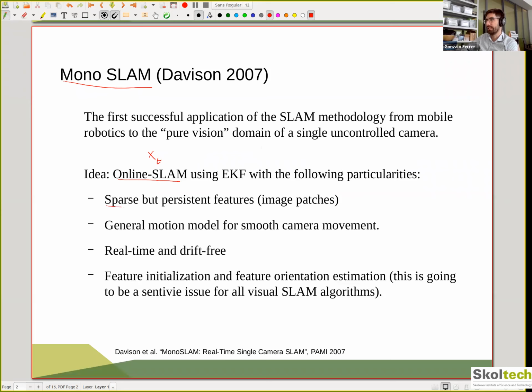Well, first thing is that they were detecting sparse but persistent features, right? So what is this? Salient things in the environment that can be detected with simple key point detectors, right? And I think at this point, they were just using image patches. They were not using any of the modern key point detectors that we have right now. But still, from an image, what we want to obtain is this small set of salient points that are going to be describing the full map, right? And on the image, you will see this a little more clearly.